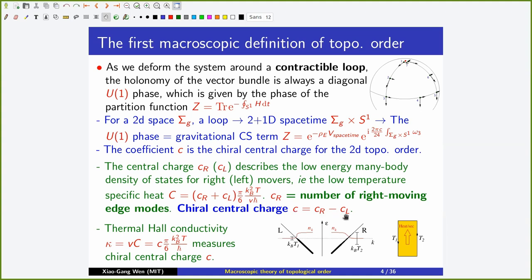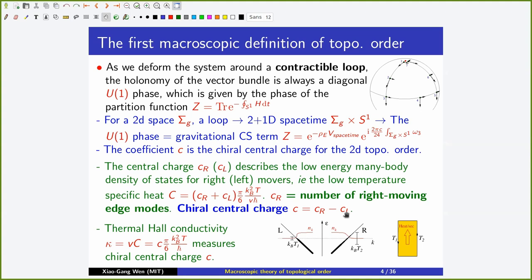And so this is something quite amazing. The central charges c_R and c_L are boundary properties. However, their difference is not a boundary property. Their difference is a bulk property. The difference of the right-moving central charge and the left-moving central charge determines the bulk topological order. No matter what you do to the boundary, even if you make a phase transition at the boundary, you never change this c_R minus c_L.